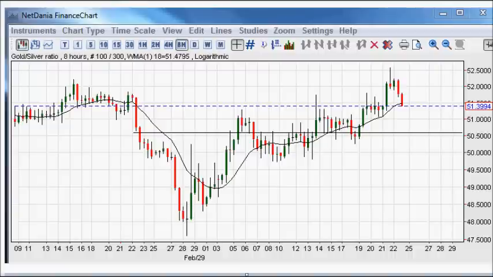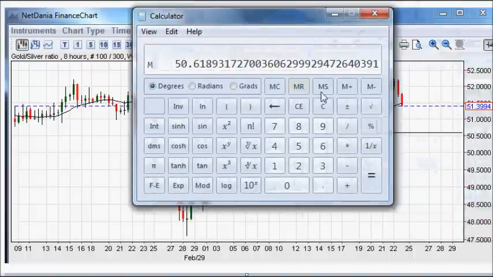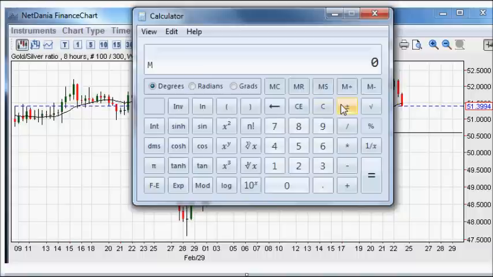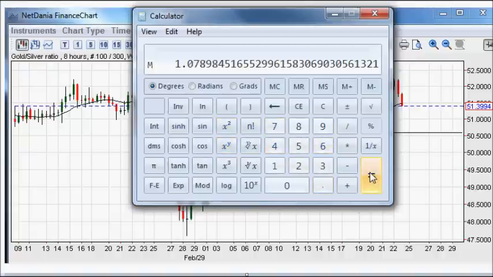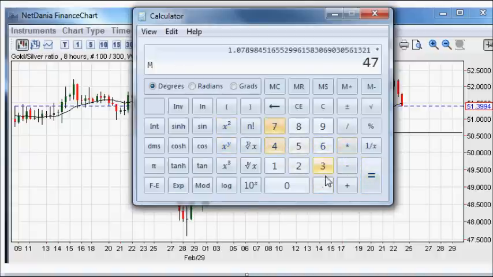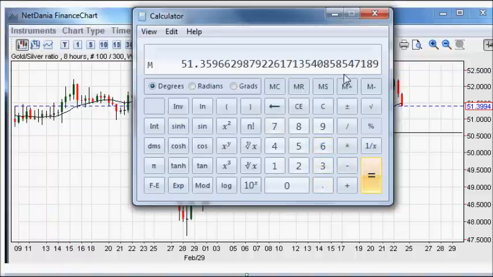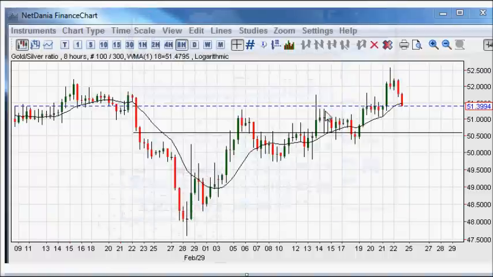But there's also a thing called a 23.6% down retracement, which is 1 subtract 23.6%, which is 76.4. So we take the number that we had before, we put this up to the power of 0.764, multiply the low of 47.60. This gives us a price objective at 51.35, 51.36, which is exactly, give or take about 3 cents, where we are right now.